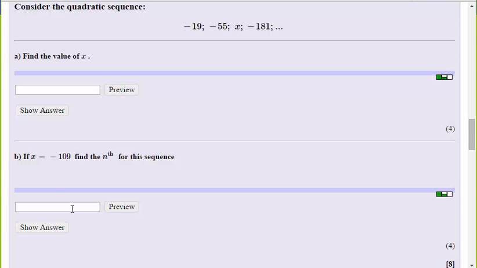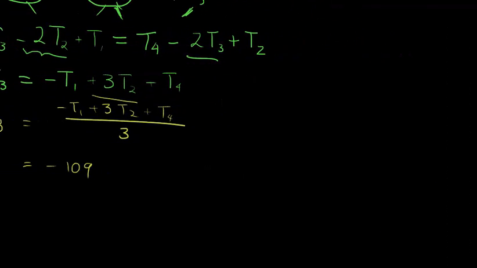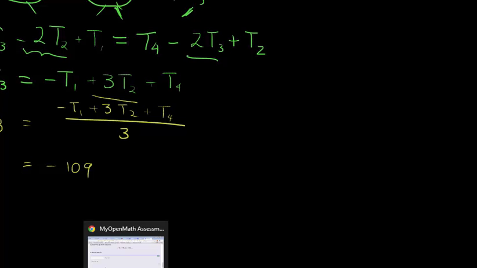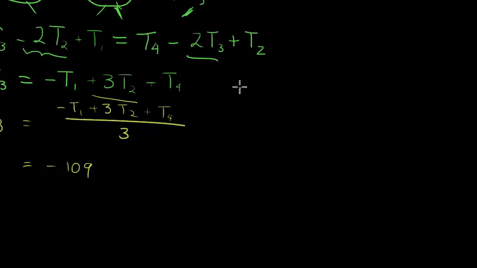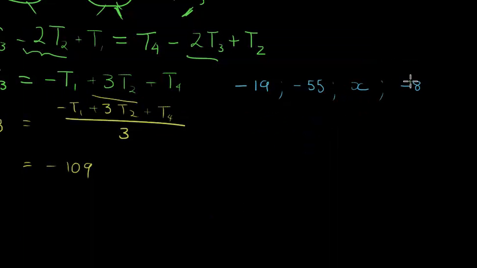Let's see, if x is negative 109. So at least that gives you a target, but you're obviously not allowed to start from there. You can't use question 2 to say, you know what the answer should be. But let's quickly see how I could have done it without using this formula. So we have negative 19, negative 55, x, and negative 181.